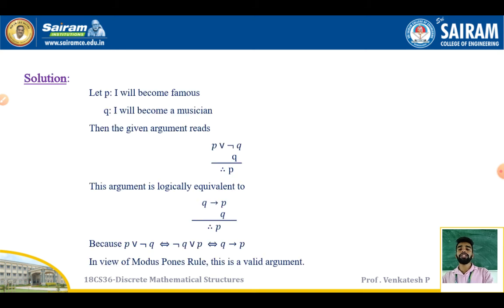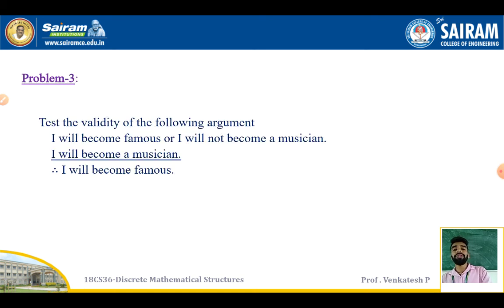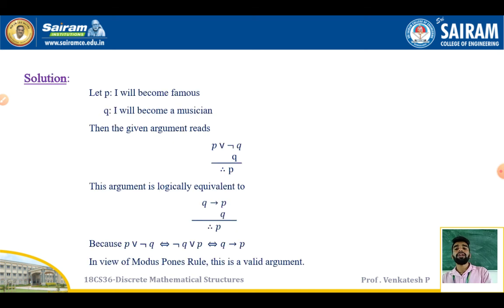So I'll be getting the statements like now. Let P be I will become famous. Q is I will become a musician. Then the given argument reads like P or negation Q. Since the statement has an or operation, I am using the or operation here. So I will become famous, P, or I will not become a musician, that is negation Q. Next one is Q, I will become a musician, therefore the conclusion is I will become famous.